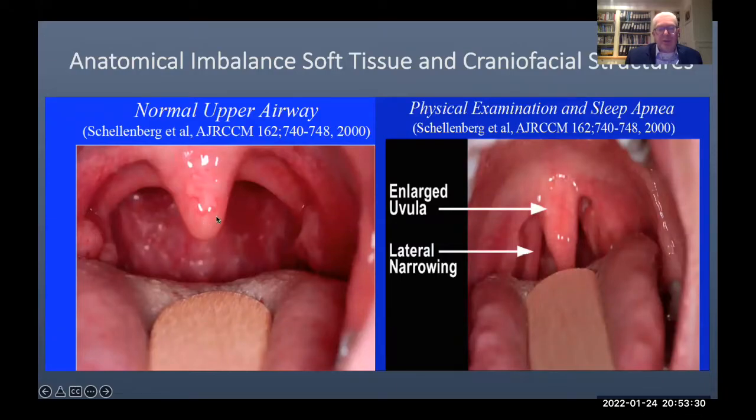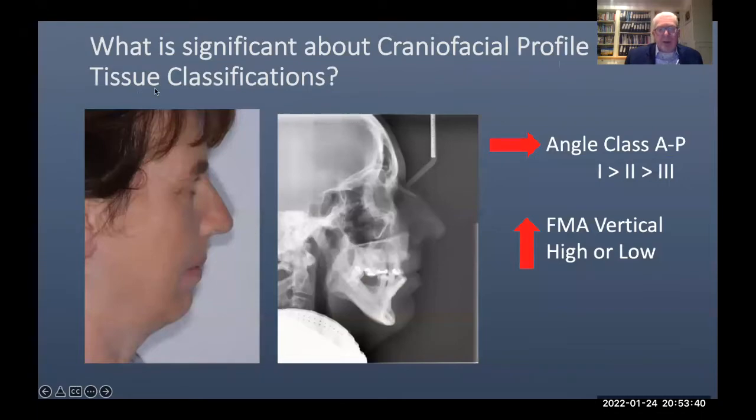Yes. Is this individual going to be making noise? Possibly, but not to the same extent. And is this individual more likely to have an upper airway obstruction? Much more likely. The craniofacial profile. Just to mention this, obviously, class 3 patients will have less protrusive capacity. Class 1 patients, less protrusive capacity than class 2 patients generally.